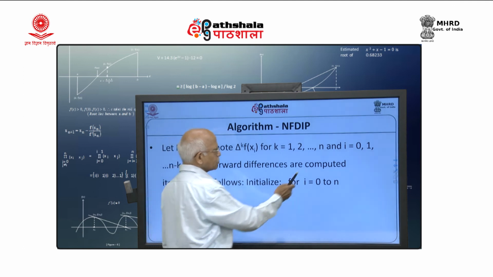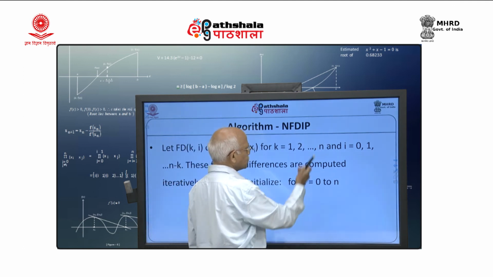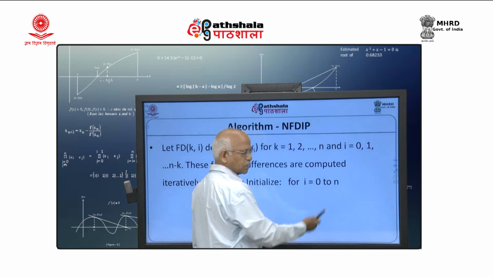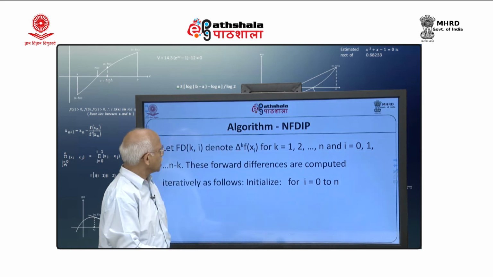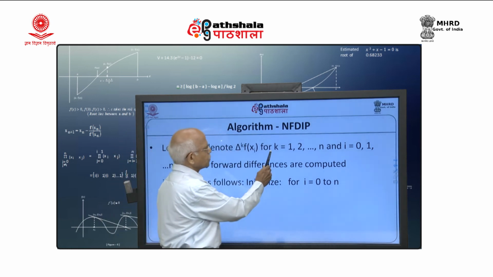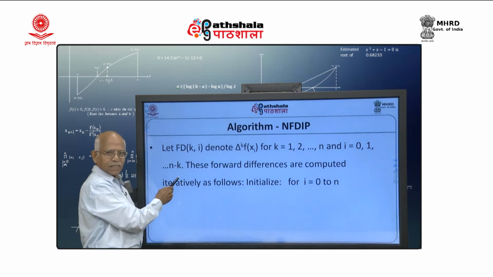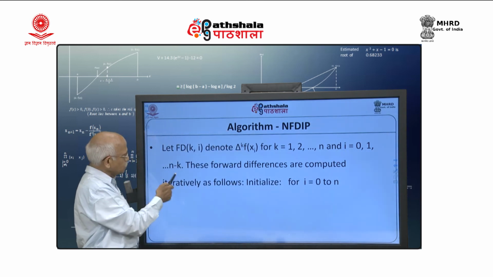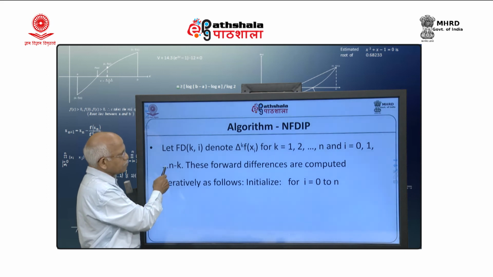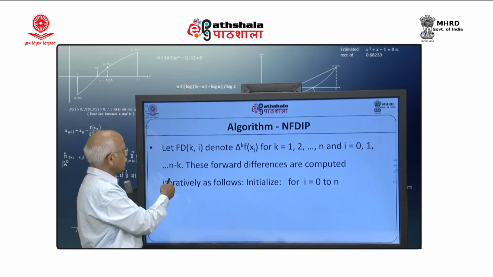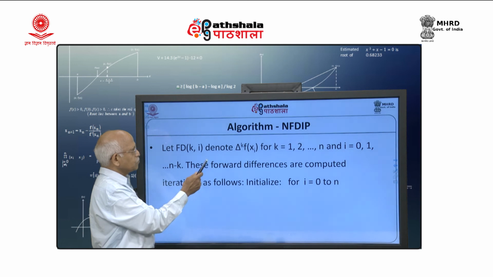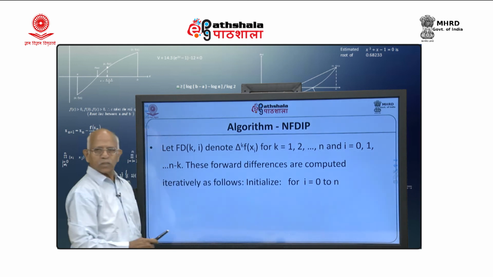So, k equals 1, 2, 3 up to n, because you want n order differences, and you know that as the order of the difference increases, the number of differences that we compute goes on reducing. So, k equals 1, 2, 3 up to n and i is 0, 1, 2, 3 up to n minus k. The first order will have n differences, there will be n minus 1 differences of second order, and only one difference of nth order.